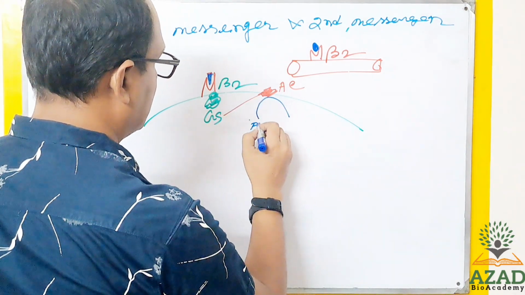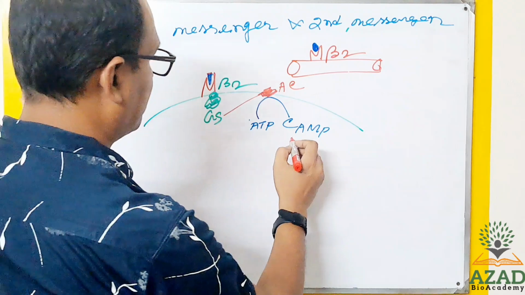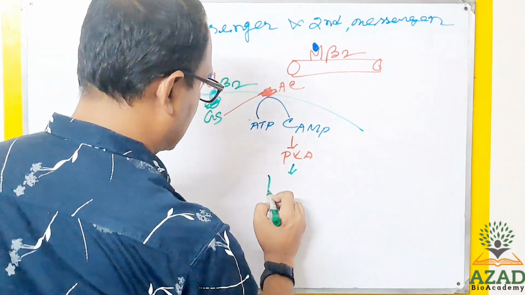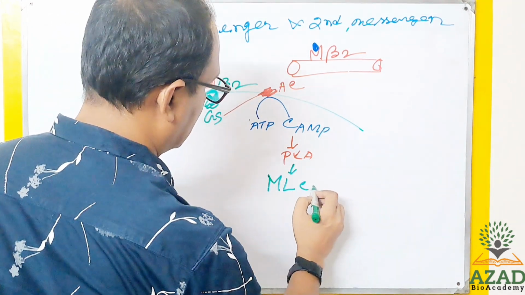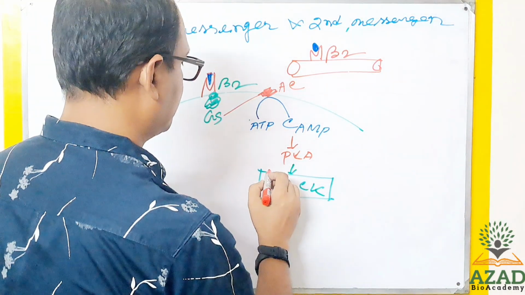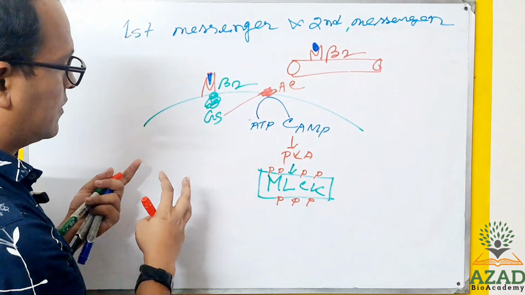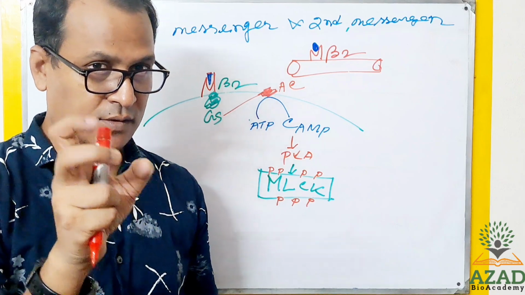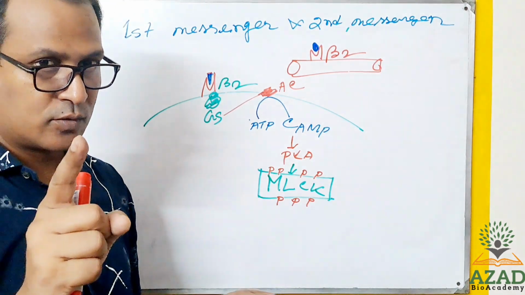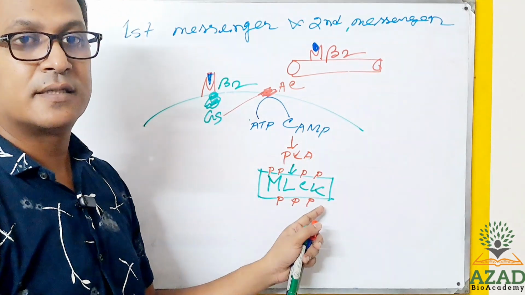With the help of adenylate cyclase, ATP will turn into cyclic AMP. That cyclic AMP will activate the PKA. That PKA will act on myosin light chain kinase. What will it do? Will it activate? No, it will not activate. It will phosphorylate the myosin light chain kinase. In my previous explanation, I wanted to say that only phosphorylated myosin in smooth muscle can bind with the actin to make contraction, and that myosin is phosphorylated by the myosin light chain kinase. But here the PKA will phosphorylate the myosin light chain kinase and make it inactive.